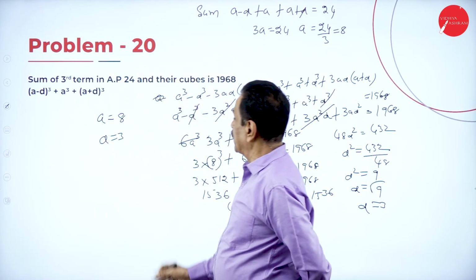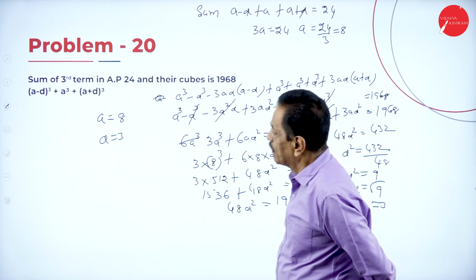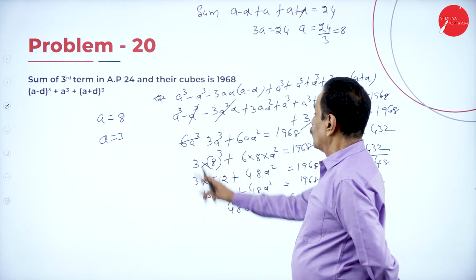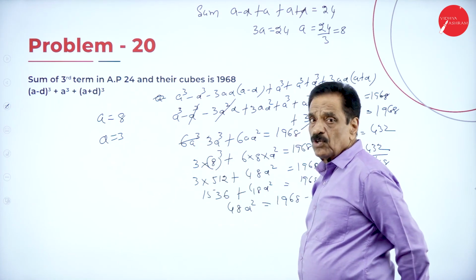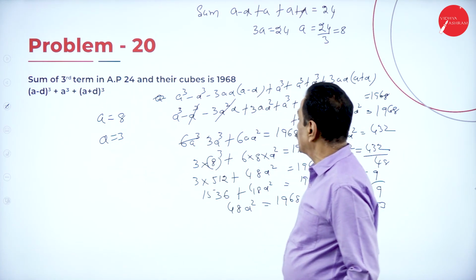If you apply now, you can get that. So in the formula of A minus D whole cube, what's done? A is equal to 8 and D is equal to 3. If you apply, you can get it. With cubes, you must be careful. Hope you understand this.